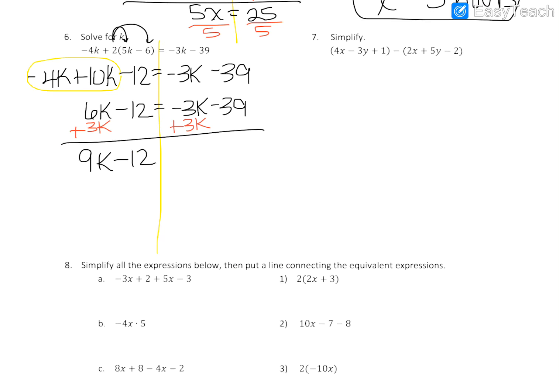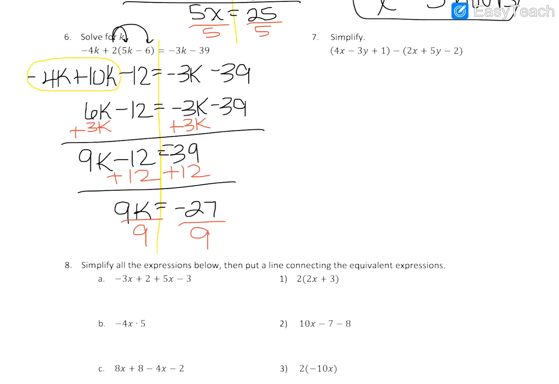9k minus 12 equals negative 39. Move the constant, so we're going to add 12. So 9k equals negative 27. Divide by 9, k equals negative 3. All right, number 7, simplify.